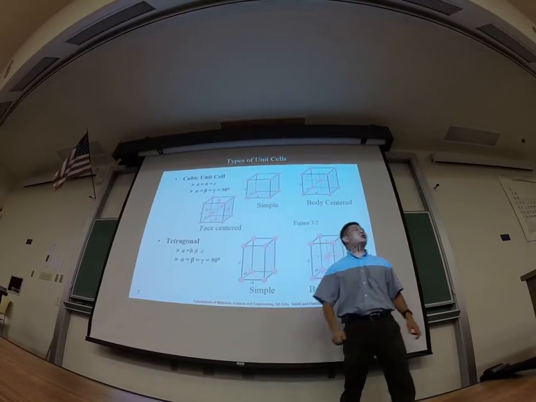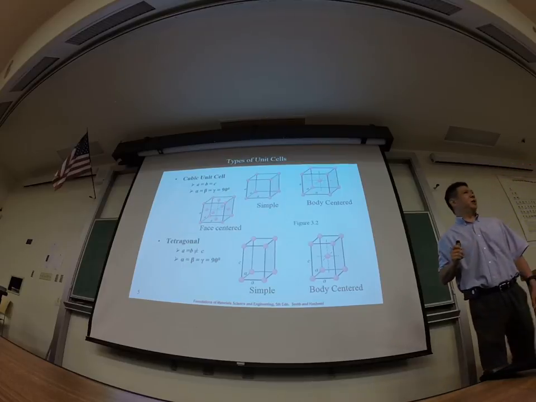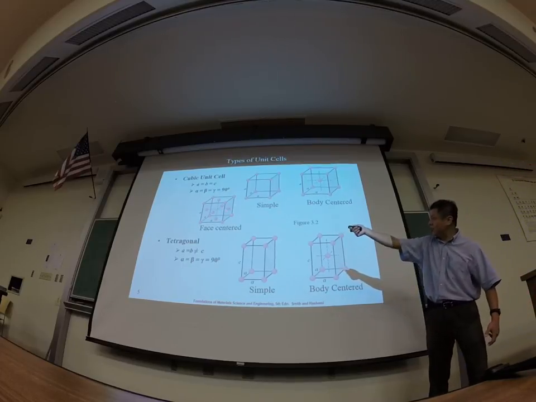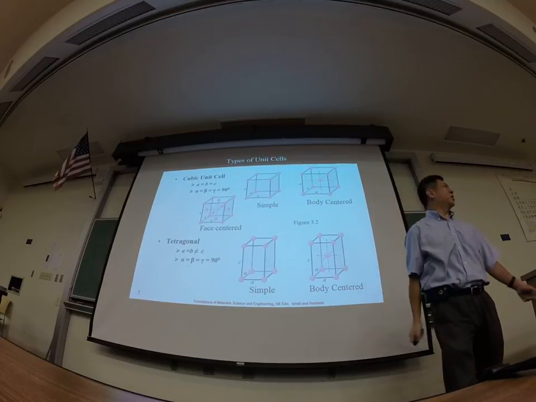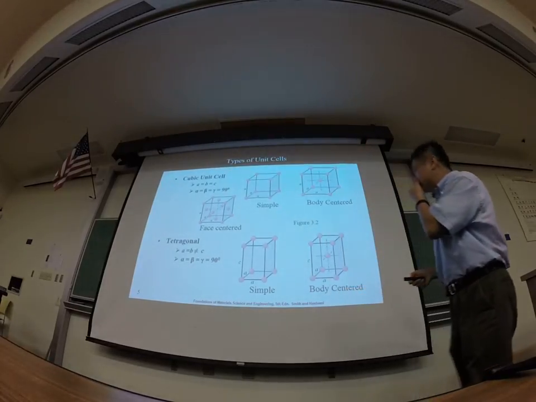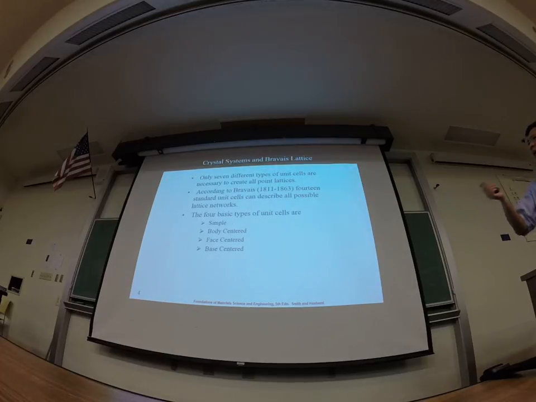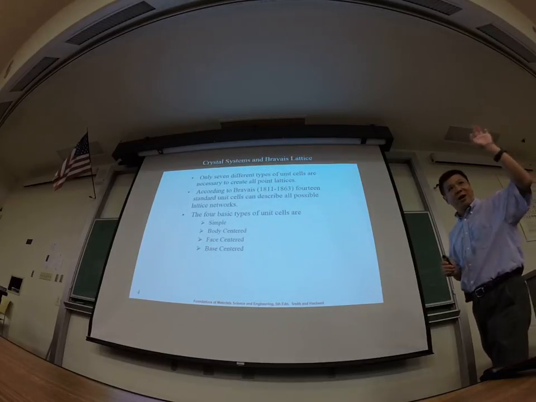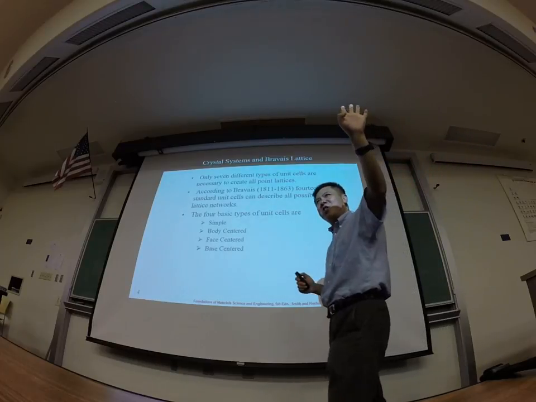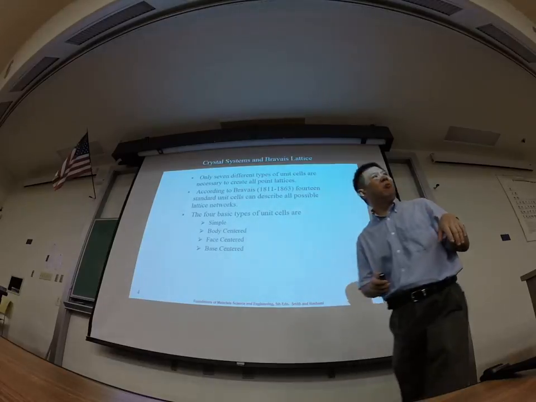But the most important thing you need to know is the basic cubic types: the face-centered, the simple, and the body-centered. So these 3 types are very useful. Anyhow, based on the Bravais theory, we only need 14 different unit cells. We can build all the crystals available in the world.